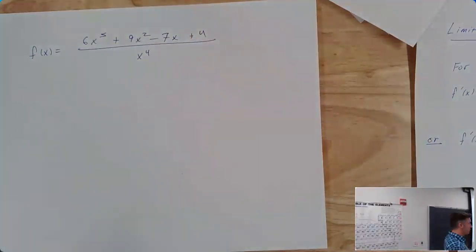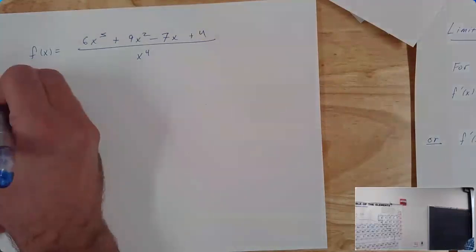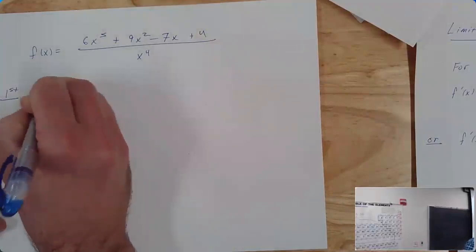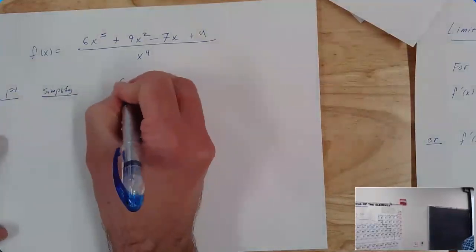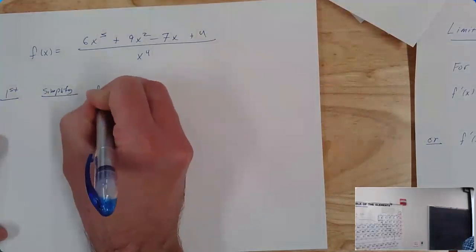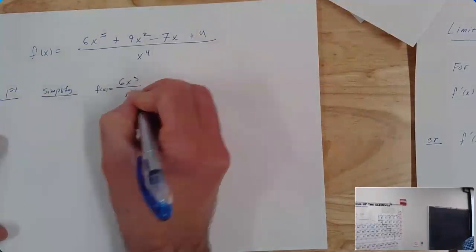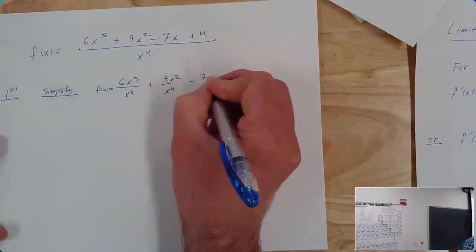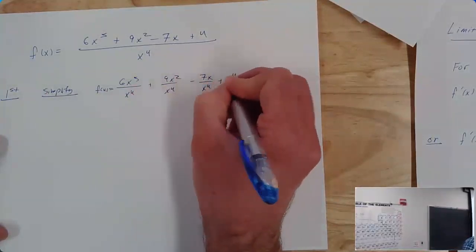You could use the quotient rule for that once you know the quotient rule, but you don't have to, and you really don't want to. So typically, if it is worth simplifying something to make it simpler, then we should. So first, simplify. I'm going to divide each thing by its denominator. So f of x is equal to 6x to the fifth over x to the fourth plus 9x squared over x to the fourth minus 7x over x to the fourth plus 4 over x to the fourth.